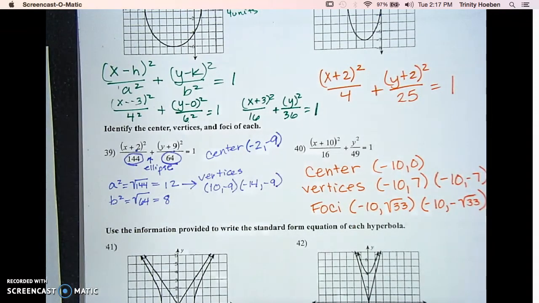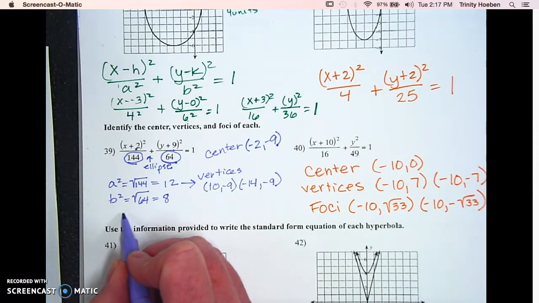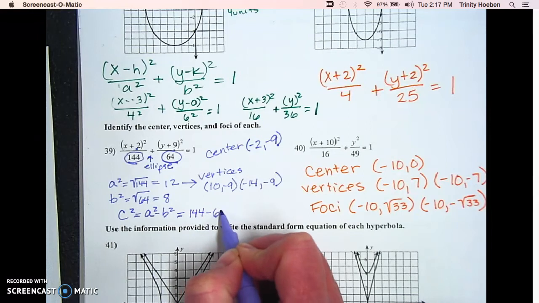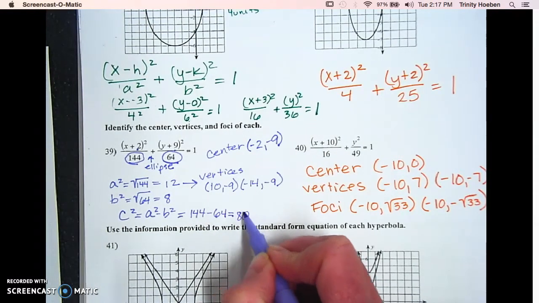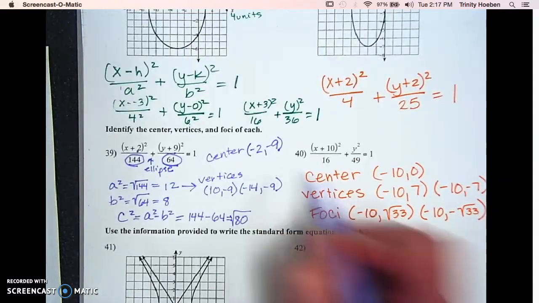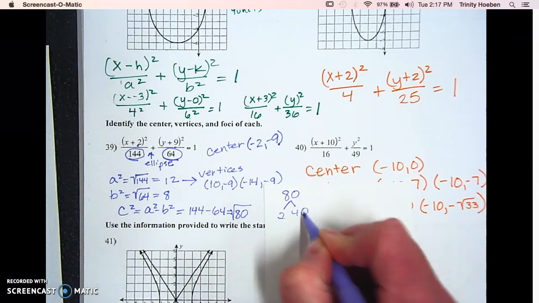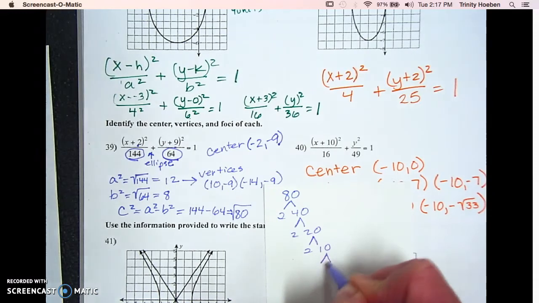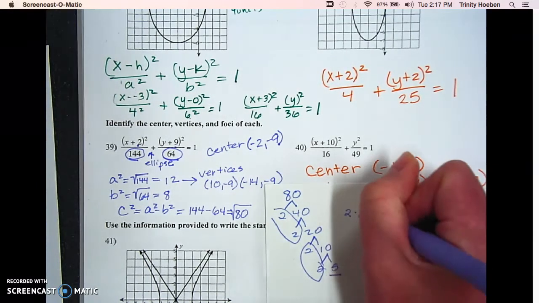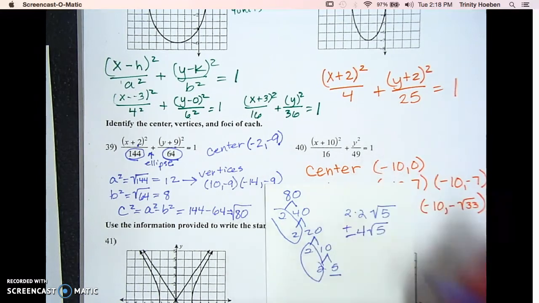And then to get the foci, we need to use the 144 and the 64. So c squared is going to be equal to a squared minus b squared, which is 144 minus 64. So that's 80. And the square root of 80, you take that and you get the prime factorization. I'm running out of room, so let me add a note card here. So for 80, the prime factorization is 2 times 40, which is 2 times 20, which is 2 times 10, which is 2 times 5. And then pairs of 2's, one of them will come out, another pair of 2's, another one will come out. This guy does not have a pair, so it stays under the radical. And we have 4 square roots of 5.